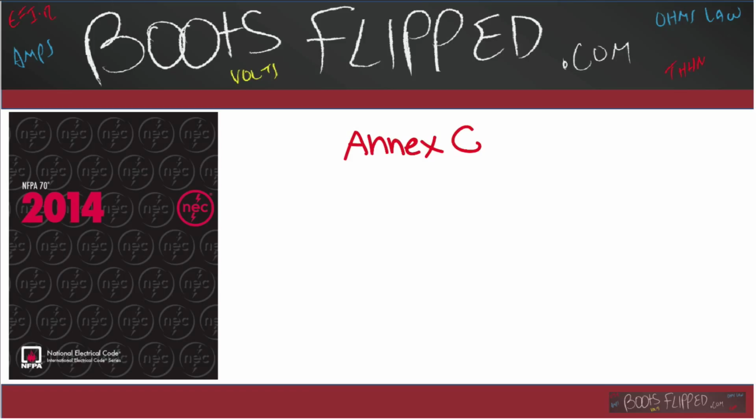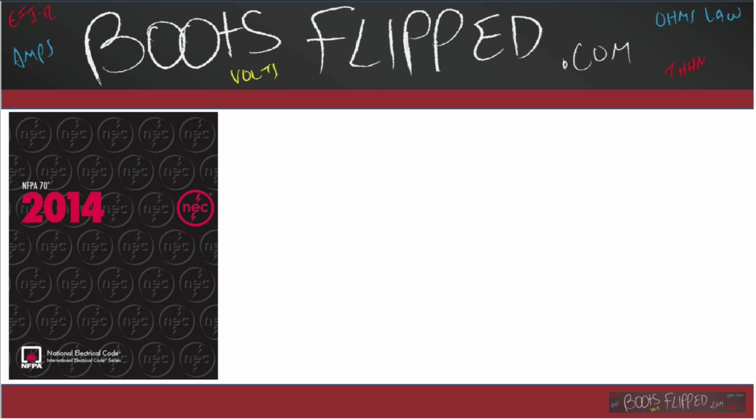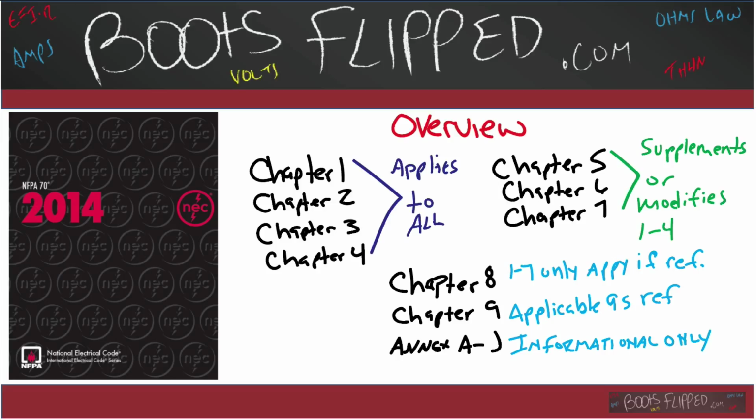Annex C. Any of the annexes are just informational only, but Annex C is the one that you're going to use all the time, and that's conduit fill. That's going to tell you how many number 14s can go inside of a 3-inch EMT conduit. Annex C is a great one that you will use constantly as you get up in the trade and you're starting to do a little more designing on the fly.